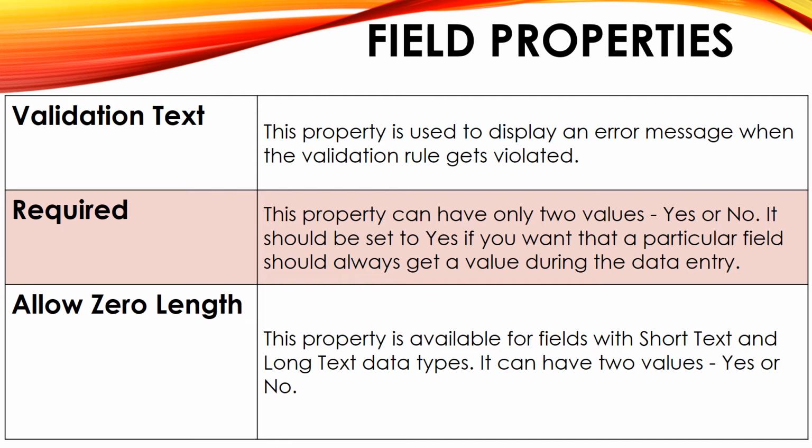Required. This property can have only two values, yes or no. It should be set to yes if you want that a particular field should always get a value during the data entry. Allow zero length. This property is available for fields with short text and long text data types. It can have two values, yes or no. If the required property is set to yes and the allow zero length property is set to no, then a value must be entered in the field.